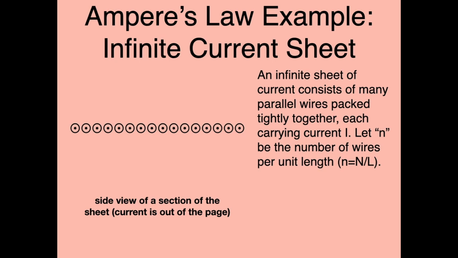Okay, so if we have a bunch of wires that are packed tightly together, and each one of them carries a current, let's call it I, and we'll let lowercase n be the number of wires per unit length. So in other words, lowercase n is capital N divided by L. That's the number of wires per unit length. Okay, so one thing this picture is missing is a sketch of what the B field lines look like.